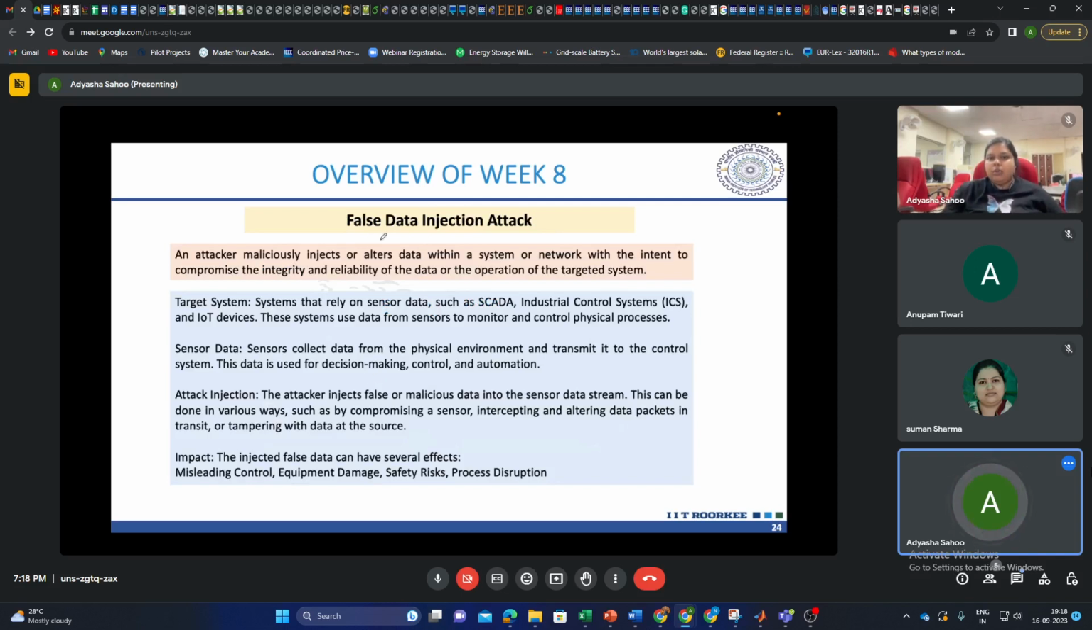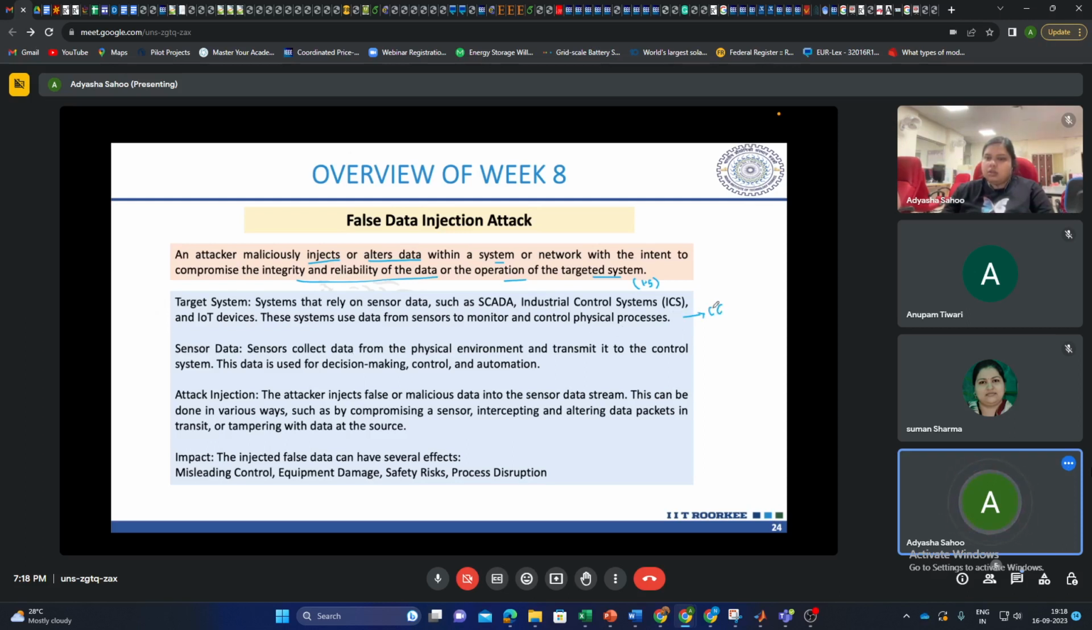So what happens in the false data injection attack is the attacker will inject or alter the data within the system with the intent to compromise the integrity of the data for the operation of the targeted system. Basically, this is our power system. So they will try to inject some data to manipulate or such a data which can hamper the operation of our power system. So the target system is here our control center.